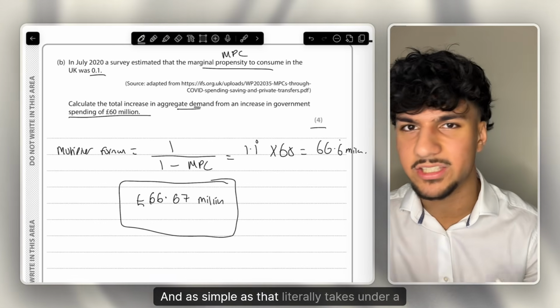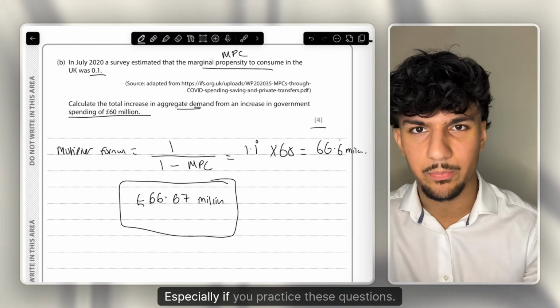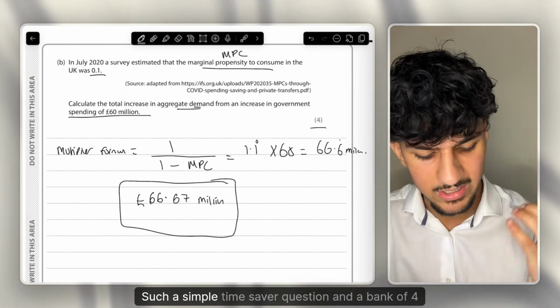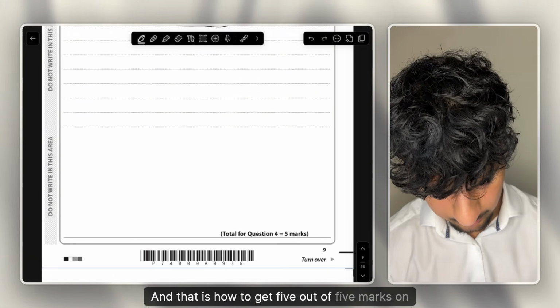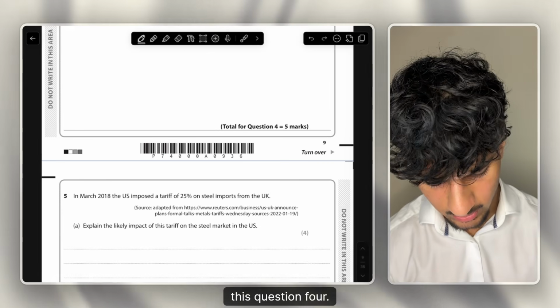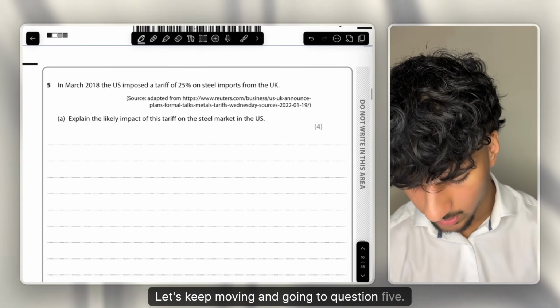And as simple as that, literally takes under a minute, especially if you practice these questions. Such a simple time saver question and a bank of 4 marks. And that is how to get 5 out of 5 marks on this question 4. Let's keep moving and go into question 5.